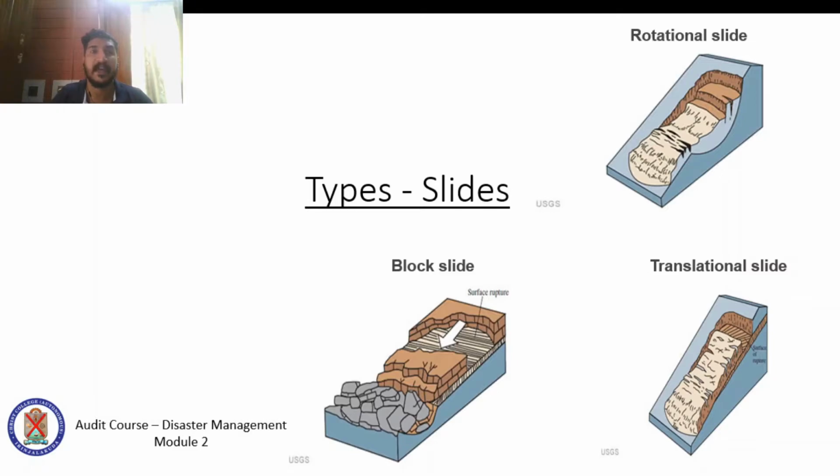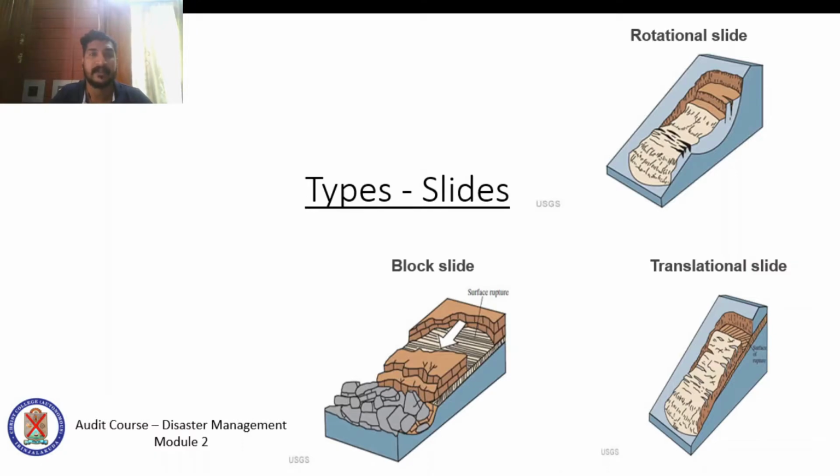The first one is the rotational slide. This is a slide in which the surface of rupture is concavely upward and the slide movement is roughly rotational about an axis that is parallel to the ground surface and transverse across the slide. So you can see in the figure the concave or curved surface.